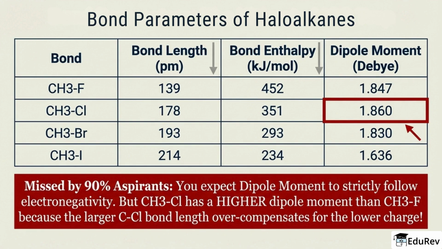CH3Cl actually has a higher dipole moment than CH3F. Why? Because bond length also plays a role. This is where most aspirants lose marks. They rely only on electronegativity and ignore structure.